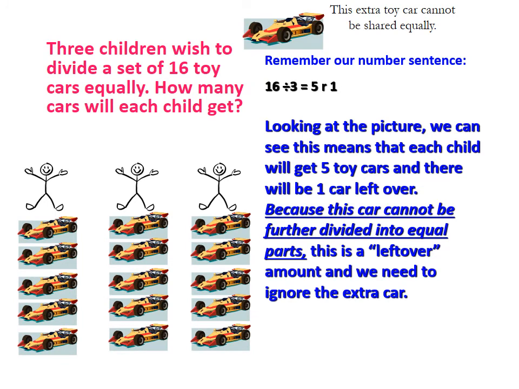This extra toy car cannot be shared equally. Remember our number sentence, 16 divided by 3 equals 5 remainder 1. Looking at the picture, we can see this means that each child will get 5 toy cars, and there will be 1 car left over. Because this car cannot be further divided into equal parts, this is a leftover amount, and we need to ignore the extra car.